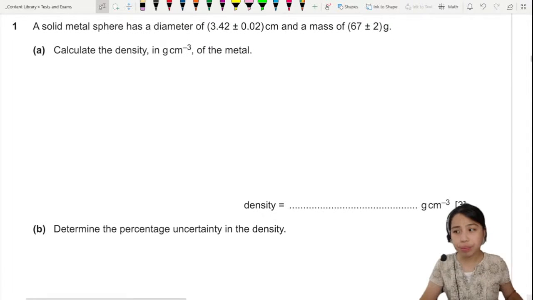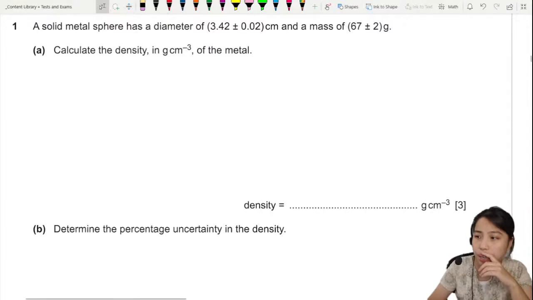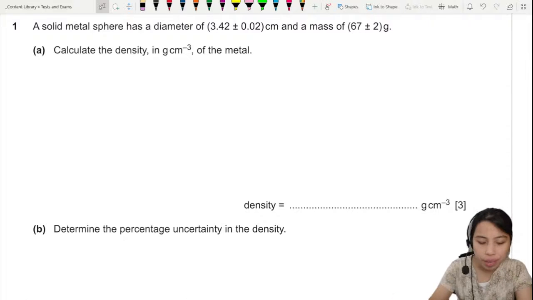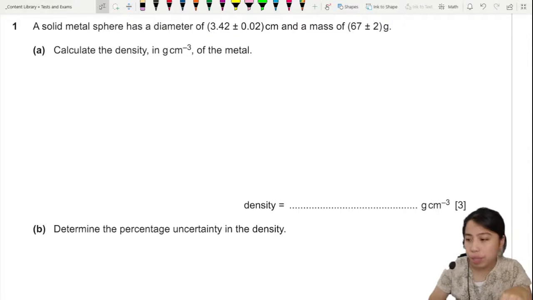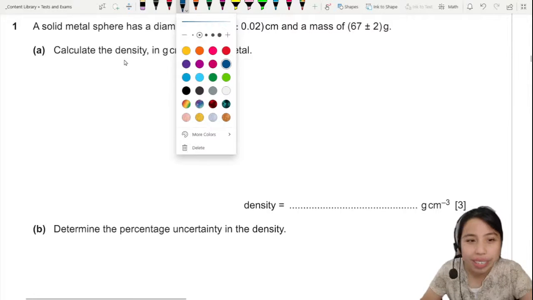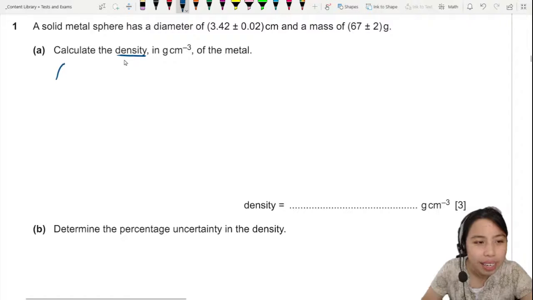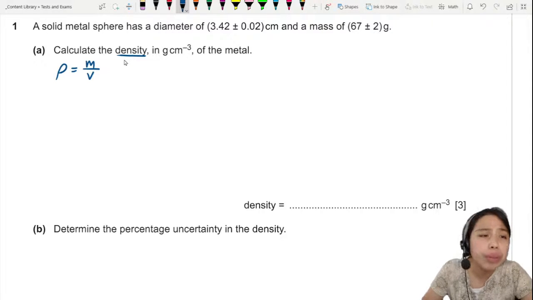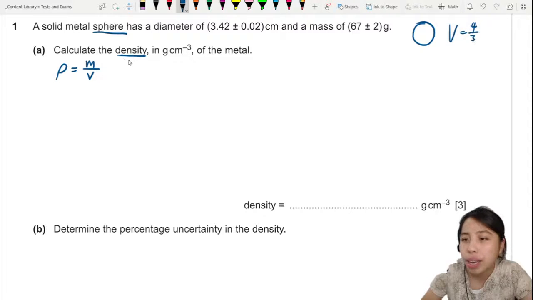Question one. Make sure you got some questions tried already. A solid metal sphere has a diameter of 3.42 with some uncertainty, and a mass with some uncertainty. Calculate the density of the metal. So density, you gotta remember. How do we find density? That's mass over volume. So what volume is this? A metal sphere. Sphere means your volume is going to be 4 over 3 pi r cubed.